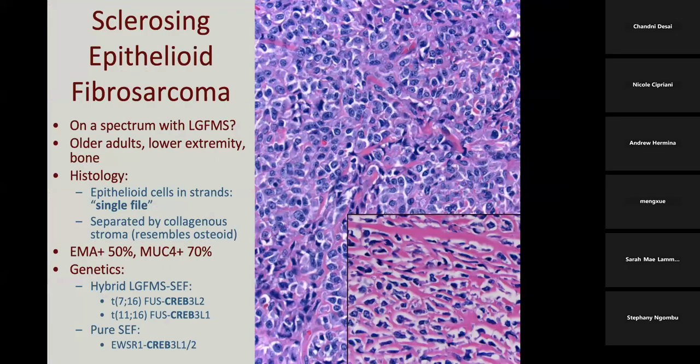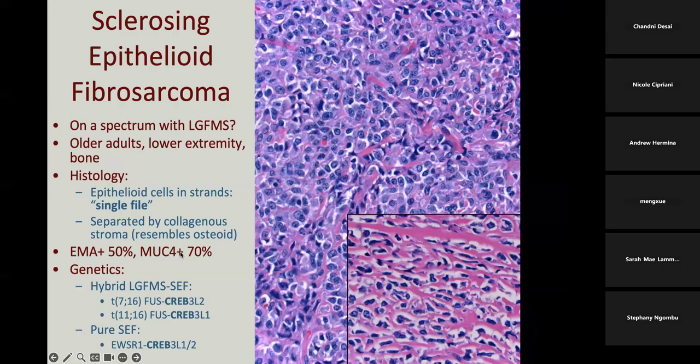LGFMS can transform, however, to a higher grade tumor called sclerosing epithelioid fibrosarcoma, which has a wide variety of appearances. It can be epithelioid in sheets. It can be single file with very collagenous stroma. This collagenous stroma can sometimes resemble osteoid, so it can be mistaken for osteosarcoma. The single file appearance with keratin expression or EMA expression can sometimes mimic a lobular breast cancer, okay?